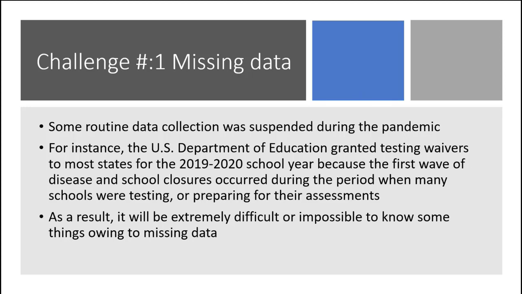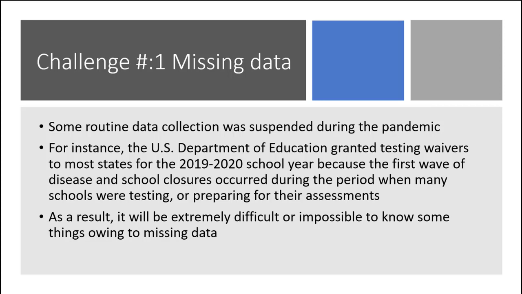So here are some particular challenges for quantitative researchers. Missing data. Because most of the time we rely on secondary data. So this would be things like the State Department of Education collects all kinds of data routinely about K through 12 schools. The federal government collects all kinds of data routinely about K-12 schools and higher education. Some states collect a lot of data about colleges and universities. And some of that was suspended, meaning it just didn't happen for some period of time.